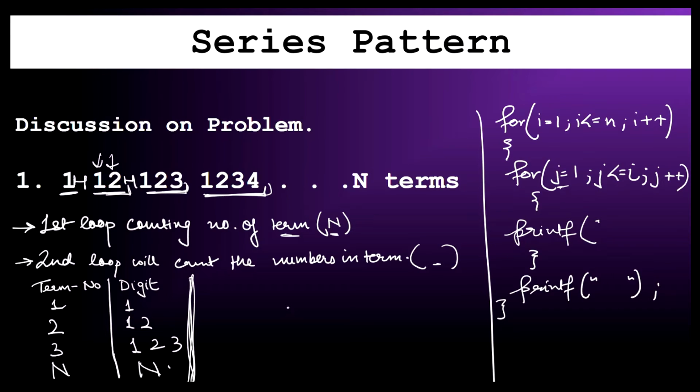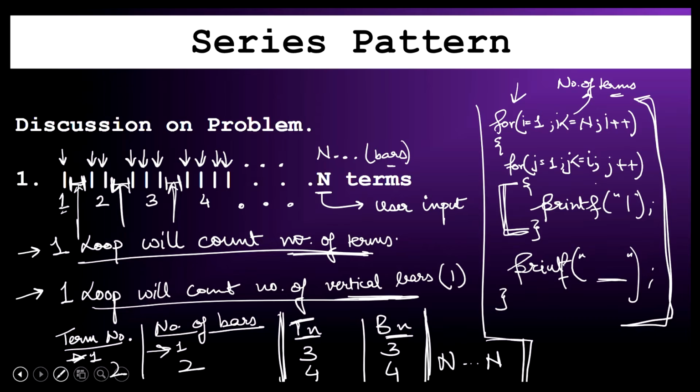In the previous one, j was counting the number of bars to be printed, right? If we see the previous one, this one, the j loop was counting the number of bars. For term number 1, 1 loop. For term number 2, that is 1, 2. For term number 3, 1, 2, 3.